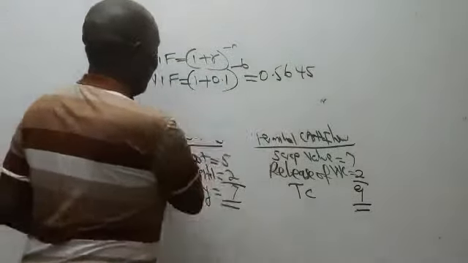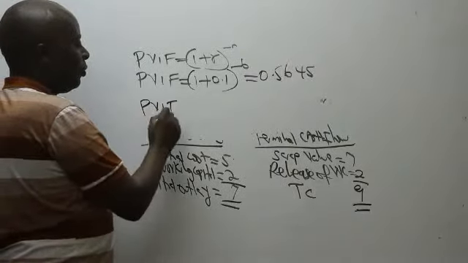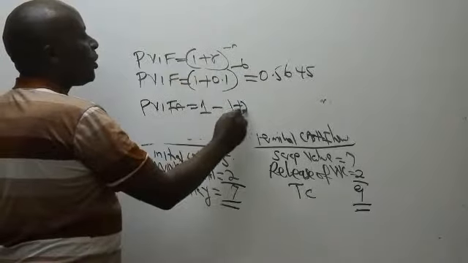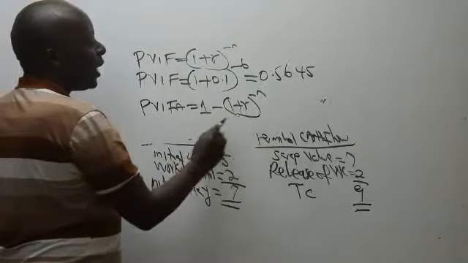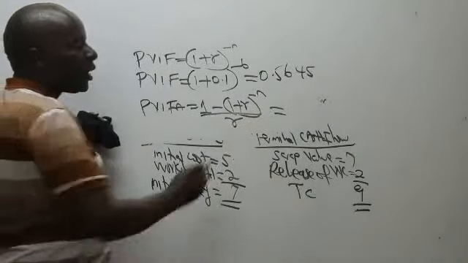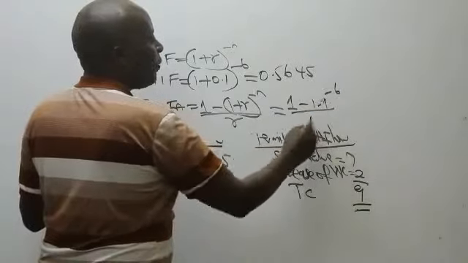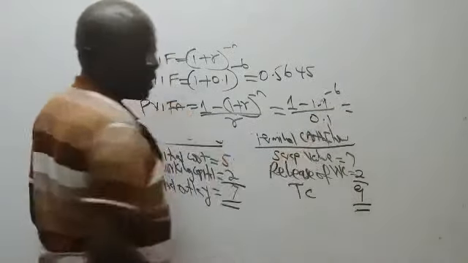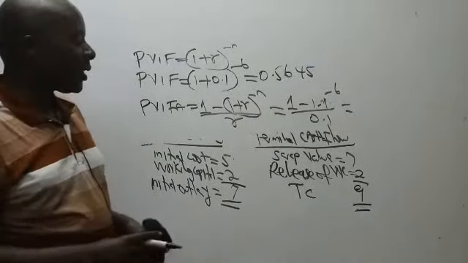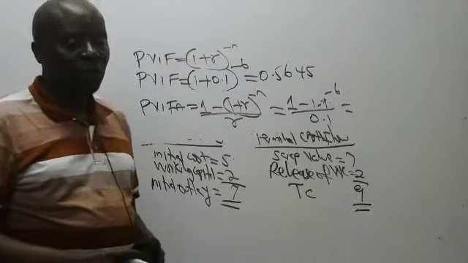My PVFA formula will be 1 minus the smaller formula, which is 1 plus R raised to negative N, everything to be divided by R. So it will be 1 minus 1.1 raised to negative 6, everything to be divided by 0.1. Can somebody give us this figure? 1 minus 1.1 raised to minus 6.